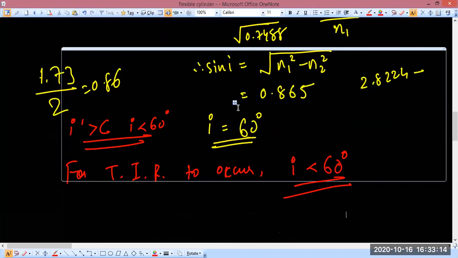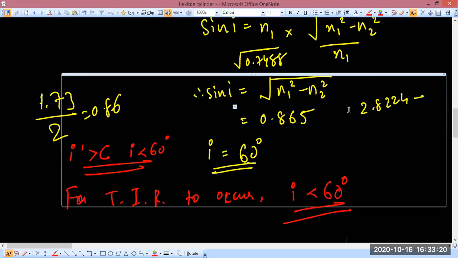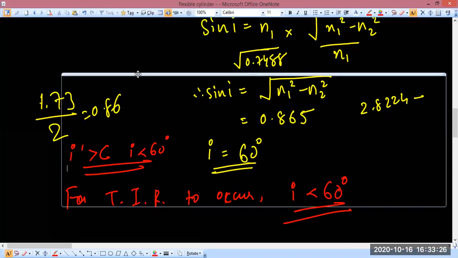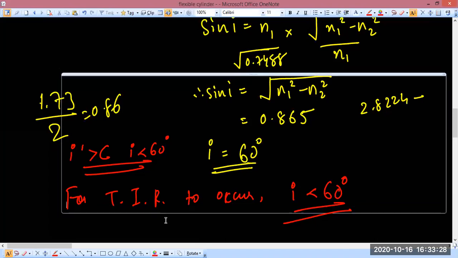Chaitya, you contact me personally. Looks like you're having some problem with geometry. So I think that's it for this part of the question. Part B, you do it yourself. I'm leaving it to you.